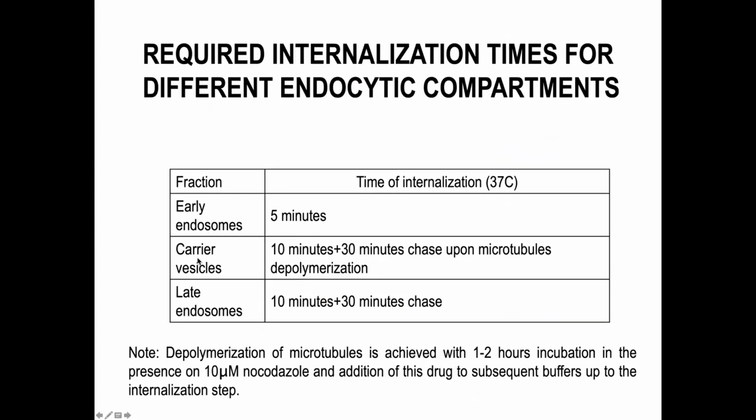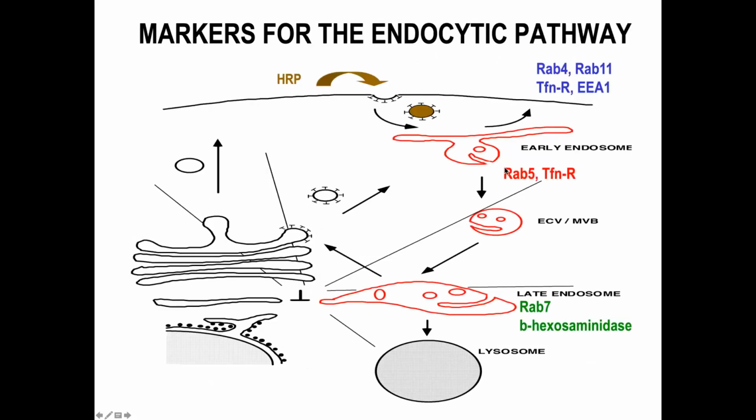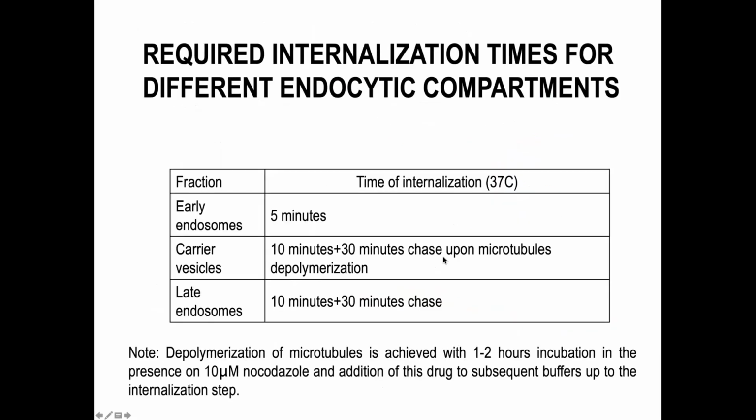Now, in order to enrich these carrier vesicles that in this graphic link the early endosome to the late endosome, we need to enrich these vesicles, because otherwise they would bud off here, be transported very rapidly to the late endosome and fuse with the late endosome. And when we want to analyze those vesicles only, we have to disrupt the way from here to here by disrupting the microtubules, and that we do with a drug which is called nocodazole, which depolymerizes microtubules.